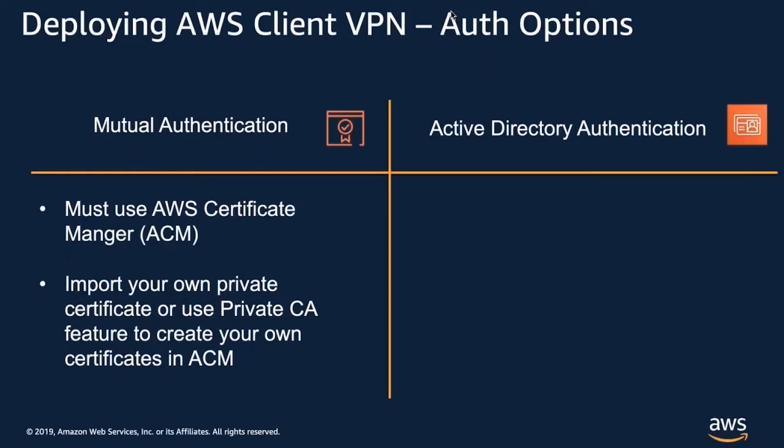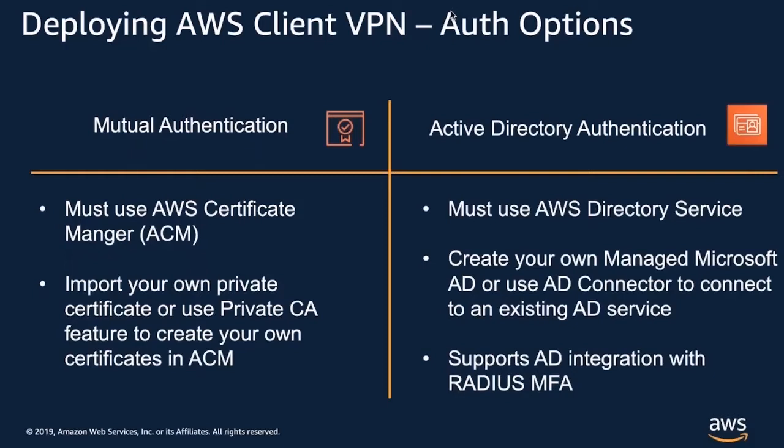If you decide to use Active Directory for authentication, you have to use the AWS Directory Service. It allows you to either create your own managed Microsoft Active Directory or use an AD Connector, which allows you to effectively proxy AD connectivity to your Active Directory on-premise or deployed somewhere else in your environment. We also, with Active Directory, support multi-factor authentication. And this is done through integrating your AD with RADIUS MFA.